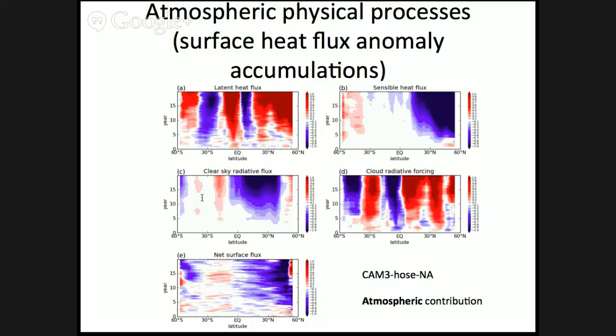So to determine how the atmosphere cools the ocean, I showed the figure here. The surface heat flux anomaly is contributed by four components, including the latent heat flux, sensible heat flux, clear sky radiative flux, and cloud radiative forcing. In mid-latitude, you see that the surface heat flux cools the ocean, and this cooling is mainly contributed by the surface sensible heat flux, and minorly by the clear sky radiative flux.